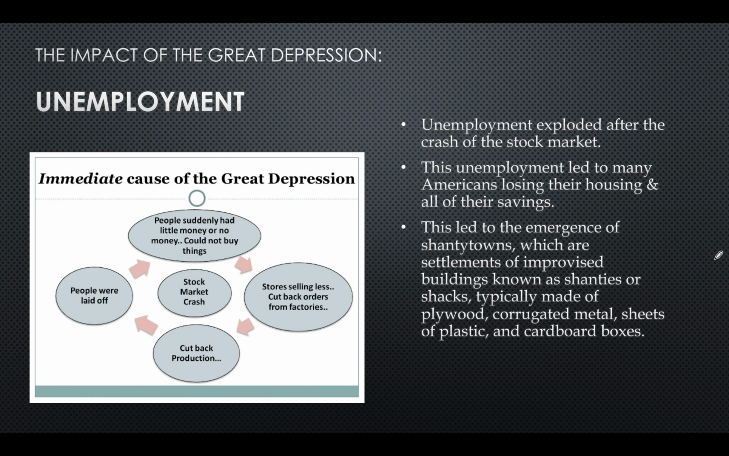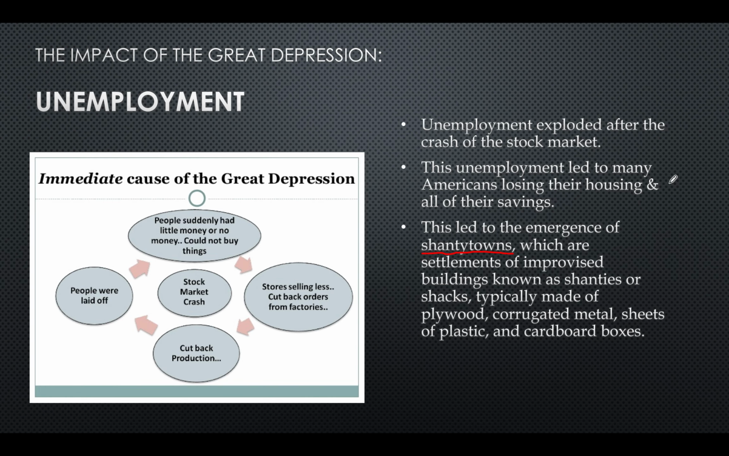All right, so the first thing, the immediate cause of the Great Depression: unemployment. People had little to no money and could not buy things, stores sell less, cut back production, people are laid off. But we just kind of talked about that. This exploded after the crash of the stock market. Many Americans began losing their homes and all of their savings. And this leads to what we call shanty towns. Shanty towns are settlements of improvised buildings known as shanties or shacks, typically made of plywood, metal, sheets of plastic, and cardboard boxes.